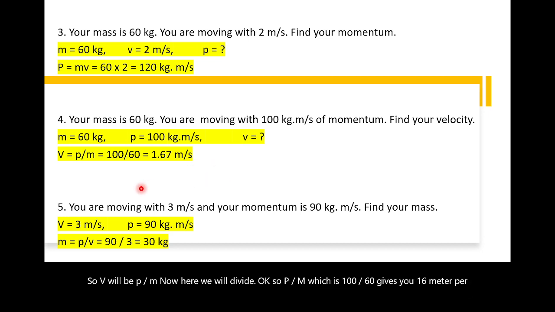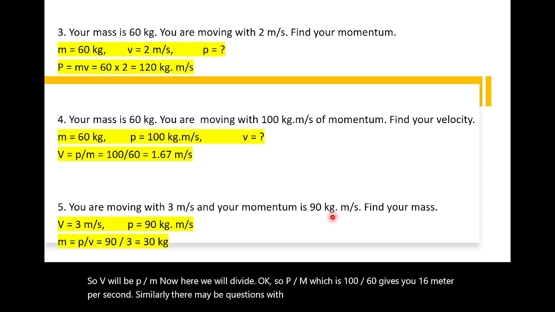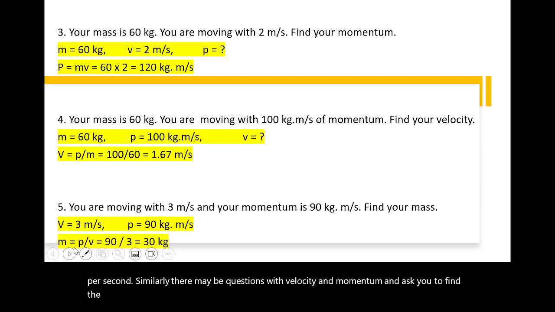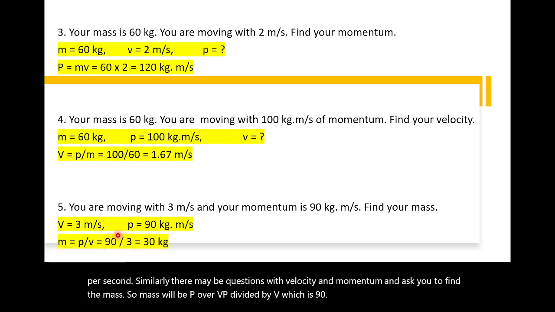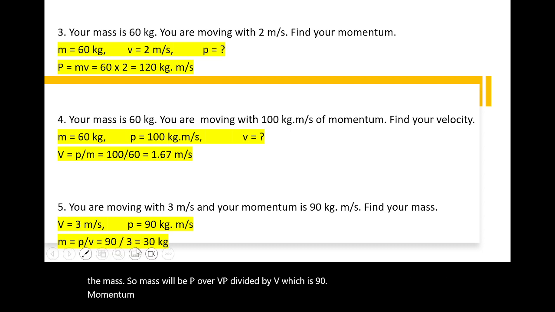Similarly, there may be questions with velocity and momentum that ask you to find the mass. Mass will be p over v. P divided by v, which is 90, momentum, divided by velocity 3, equals 30 kg. Because this is mass, the unit will be kg.